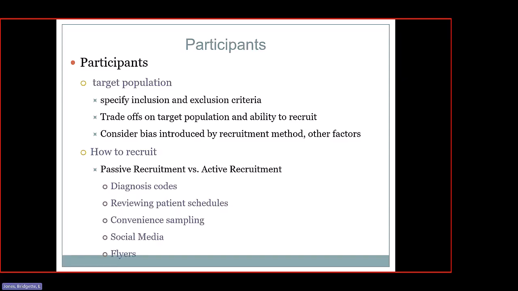The recruitment piece is also another piece where getting input from community advisory boards and research advisory boards may be helpful, because they can really give you some things that maybe you wouldn't think about of ways to recruit for a study.